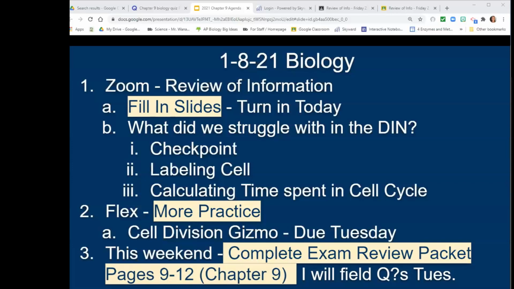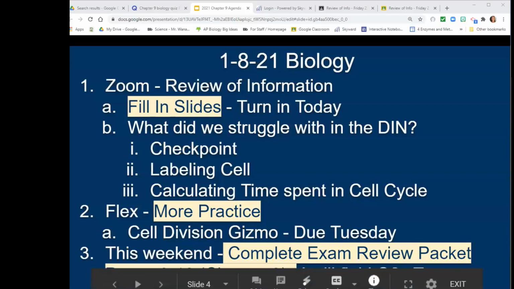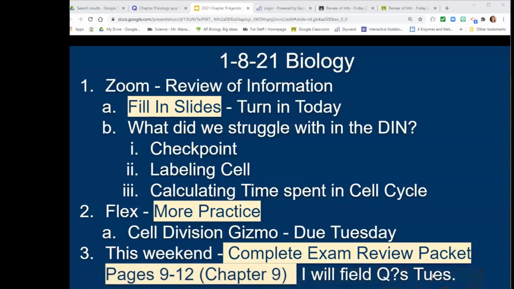But what I will do is answer questions along the way. And Tuesday, I am fielding questions over chapter 9. If you don't do your review over the weekend, you won't know if you have questions, right? So that's your chance to get any blanks filled in with help, okay? So do that portion over the weekend.